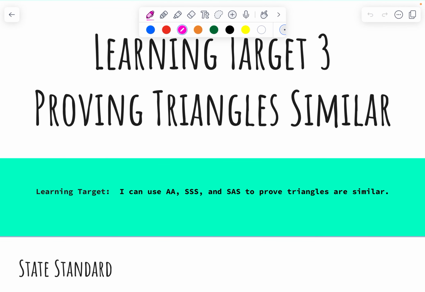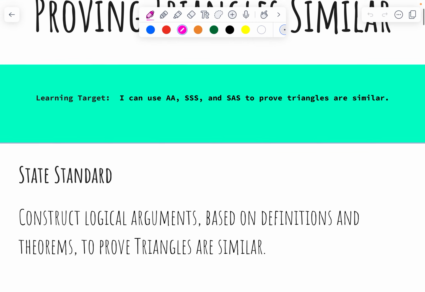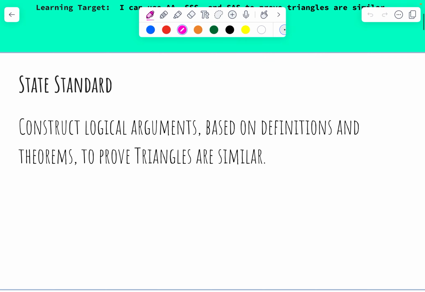So we can use AA, SSS, and SAS to prove triangles are similar. We're going to construct logical arguments based on definitions and theorems to prove triangles are similar.